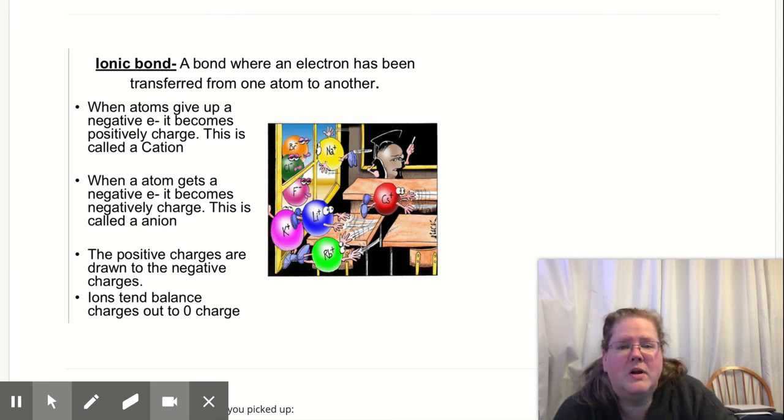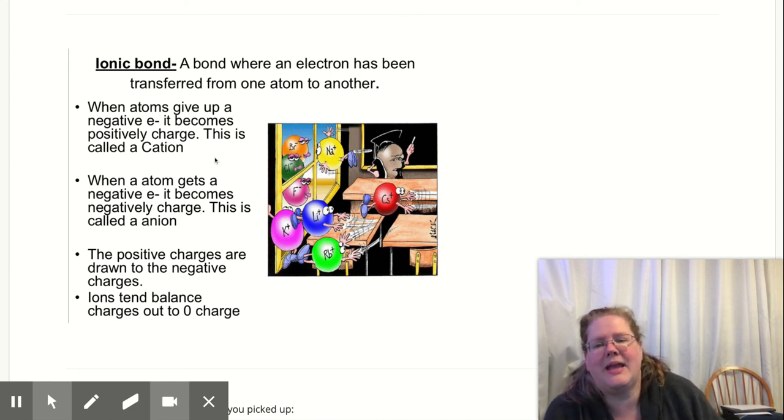A bond where an electron has been transferred from one atom to another is an ionic bond. When atoms give up negative electrons, it becomes a positive charge. It got rid of extra negatives, therefore it's positive. And that is called a cation. Good test question. You need to know that positive ions are cations. When an atom gets a negative electron, it becomes negatively charged. When it pulls in extra negative electrons, it's negative, and that's called an anion.